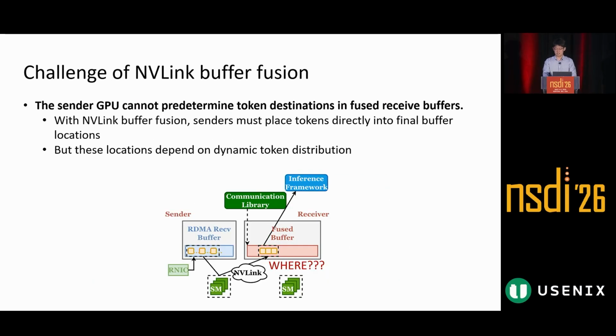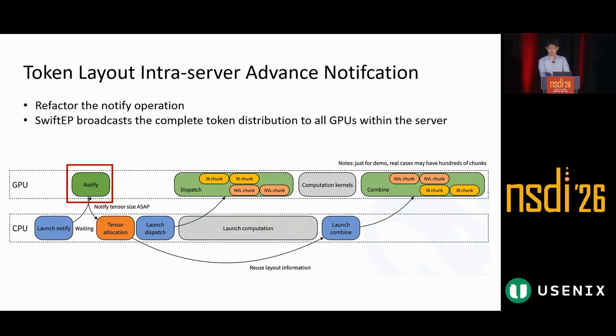But NVLink fusion creates a second challenge. The sender can no longer rely on a temporary receive buffer and later reshuffle data. It must write each token directly to its final location. Yet that final location depends on dynamic token distribution. Our solution is to refactor the notify operation. Instead of sending only the local counts to specific targets, SwiftEP broadcasts the complete token distribution to all GPUs within the server, so every participant understands the final memory layouts.